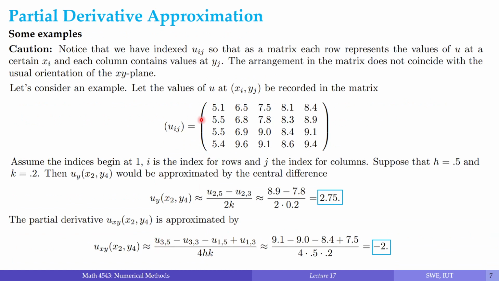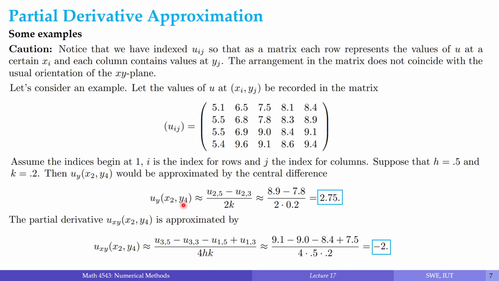So 3 comma 5 is what? The third row and the fifth column, so this 9.1 over here. 3 comma 3 is of course this one, 8.8. 1 comma 5 is this one, 8.4. And 7.5 is 1 comma 3, the first row, third column, this thing over here. Plug these values into your calculator and you're good to go.